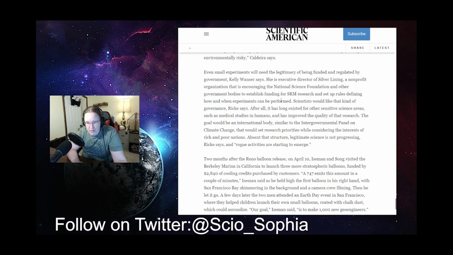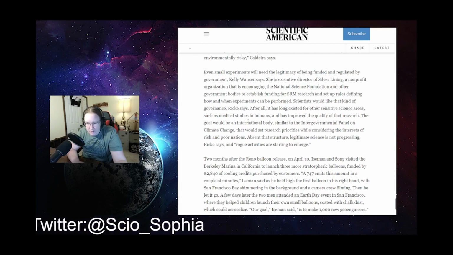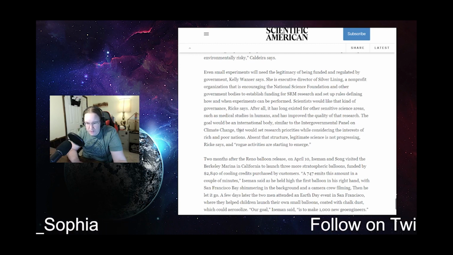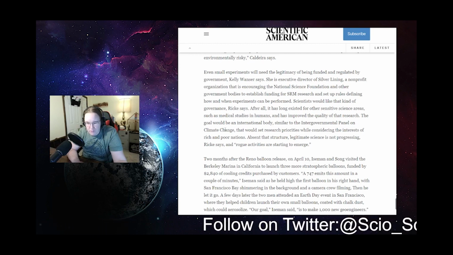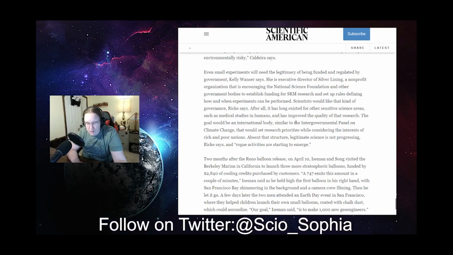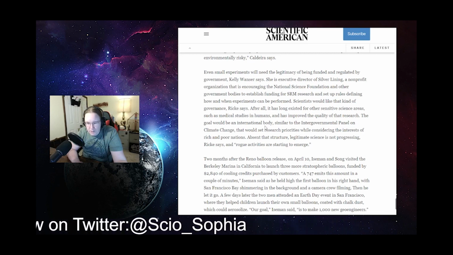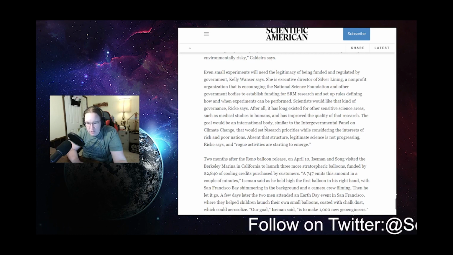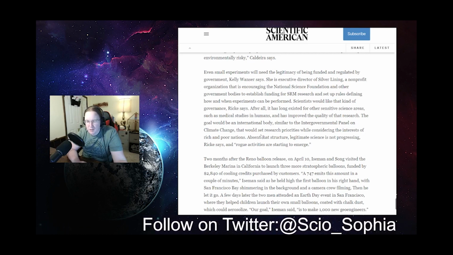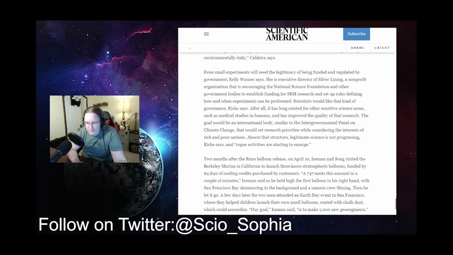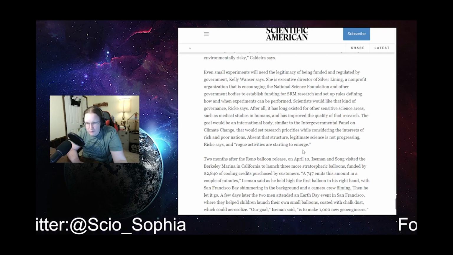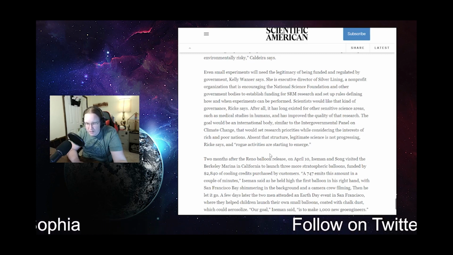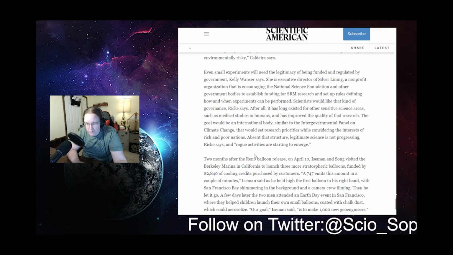Scientists would like that kind of governance, Rick says. After all, it has long existed for sensitive science areas, such as medical studies in humans, and has improved the quality of that research. The goal would be an international body, similar to the Intergovernmental Panel on Climate Change, that would set research priorities while considering the interests of rich and poor nations. Absent that structure, legitimate science is not progressing, Rick says, and rogue activities are starting to emerge.